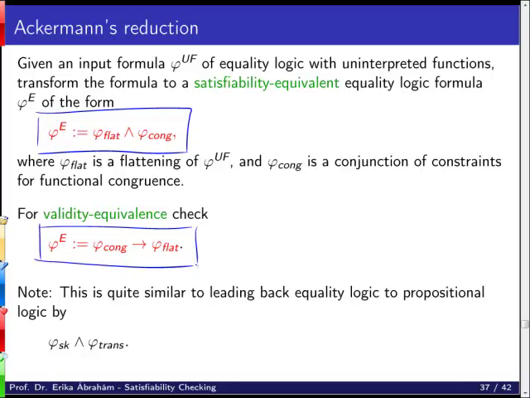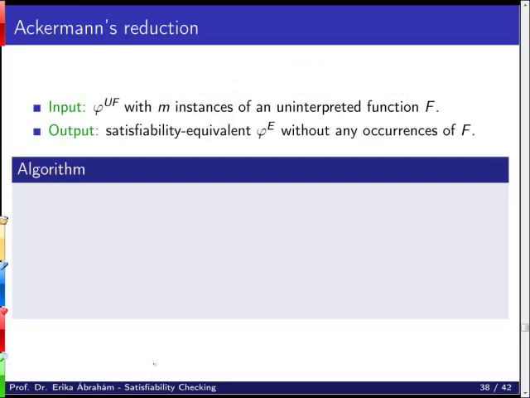This we did not discuss for equality logic, but you can see this was the structure of our propositional logic formula for equality logic, and this looks like this. The conjunction, because also there we check for satisfiability, and we also look at this now. So we would like to have a satisfiability equivalent equality logic formula for our uninterpreted function. Do you have any ideas how we could do this?